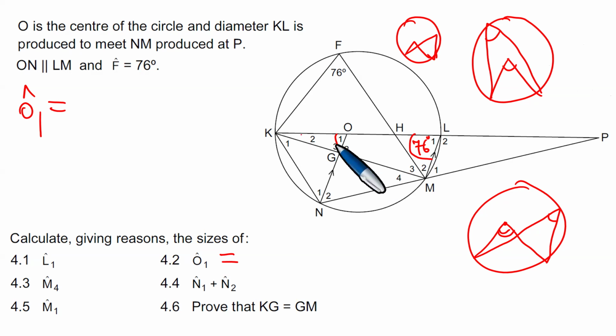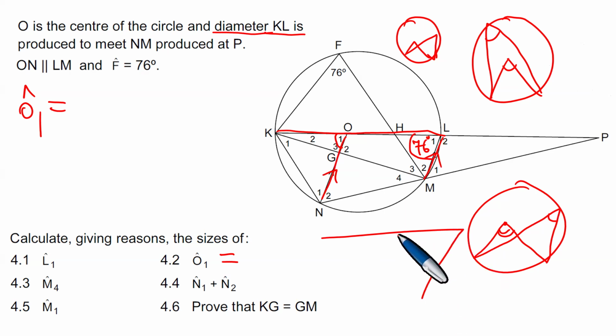Because what you can see is that you have been told that KL is the diameter. KL is a what? Diameter KL. So in other words, this one is a straight line. And then this one here is parallel to this one. So in mathematics, if you have something like this, and this is parallel to this, and this is equal to 76 degrees, what is this angle here and why?